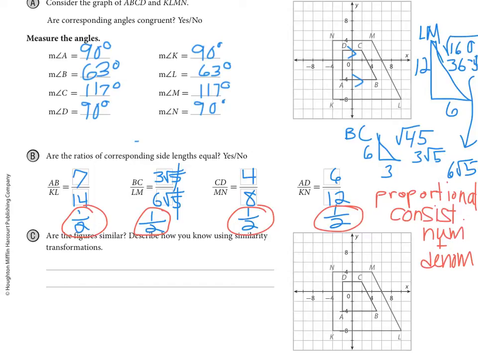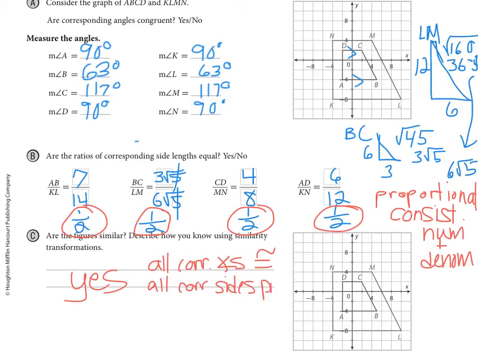This figure, then we would say, is yes, they are going to be similar figures, and that is because all corresponding angles are congruent and all corresponding sides are proportional.